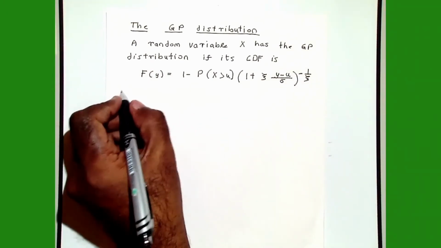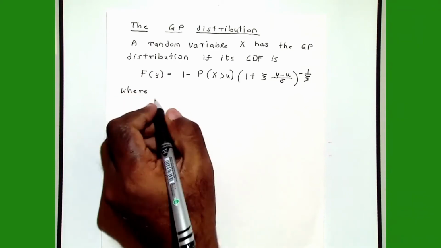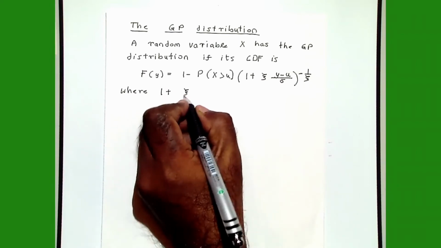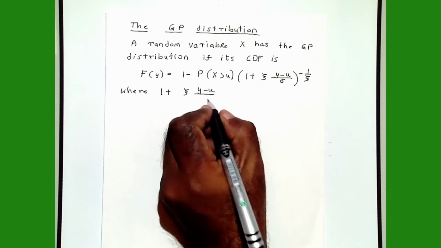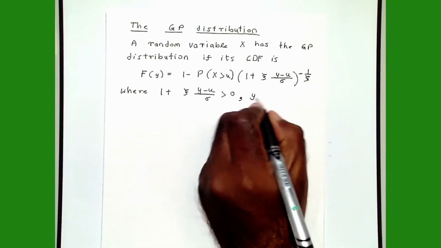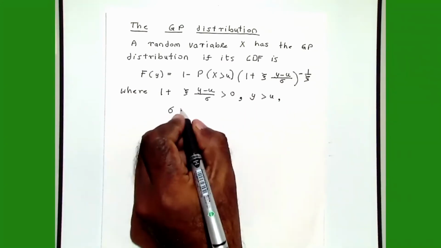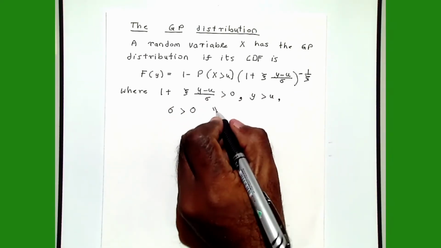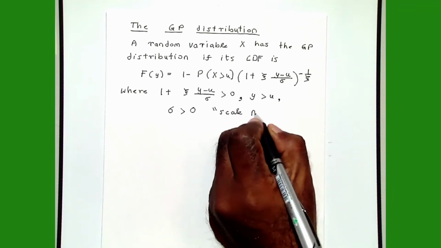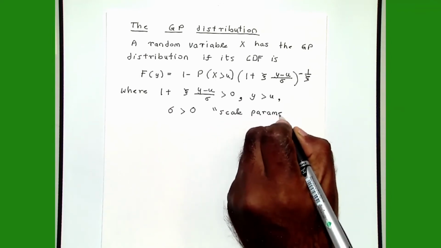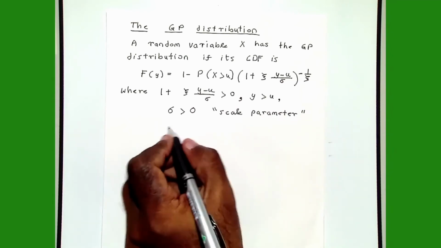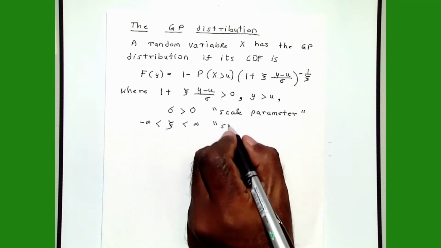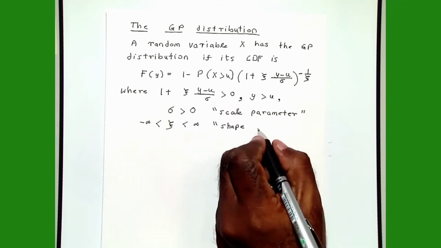Okay, so the support for the distribution is given by these inequalities. And as I said before, there are two parameters. Sigma must be positive and is known as the scale parameter. And psi can take any real value and is known as the shape parameter.